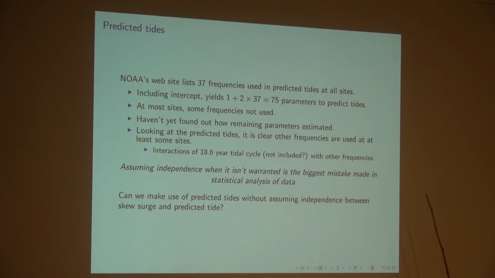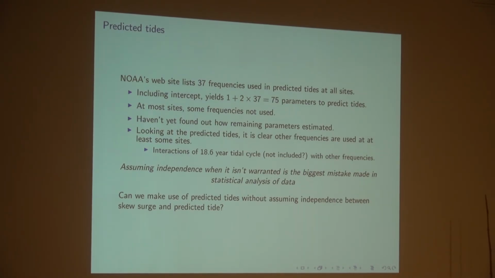And those 37 frequencies include lots of things that you could think of. But it's also the case that not every frequency is used at every site. But every site uses some subset of these 37 frequencies, so there's potentially 75 parameters that somehow have to be fitted at each site. And I don't actually know how that's done. Except that when I looked at their data, I found out that can't possibly be right. There are clearly other frequencies that they're using.